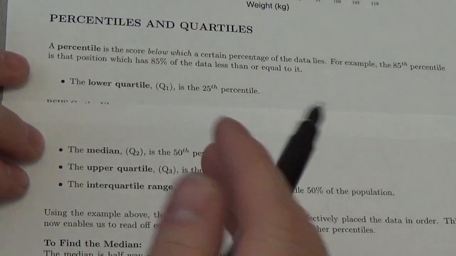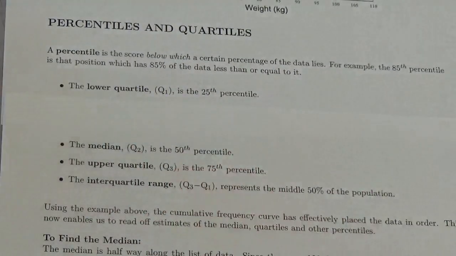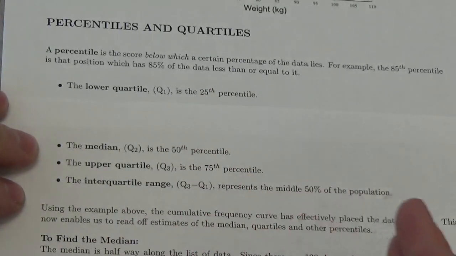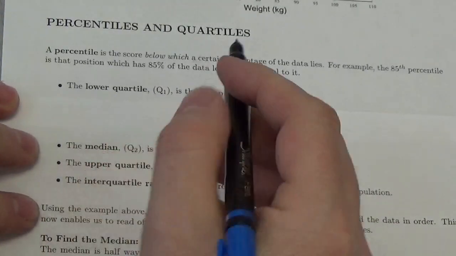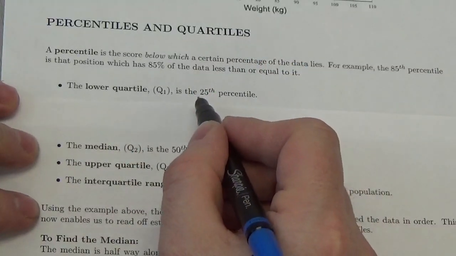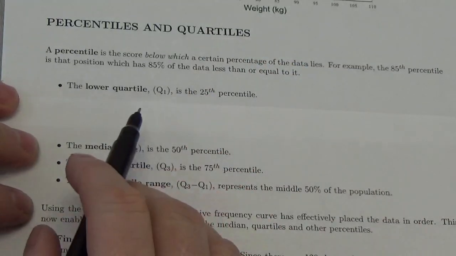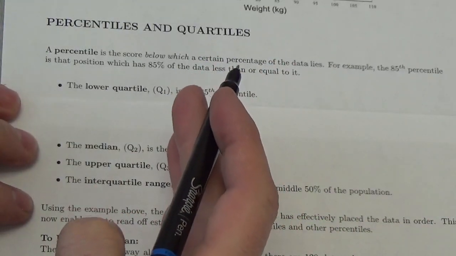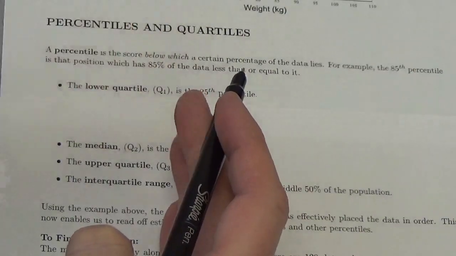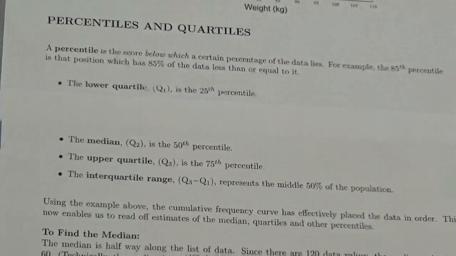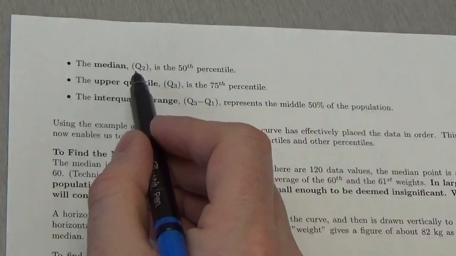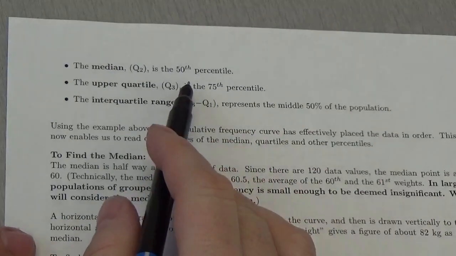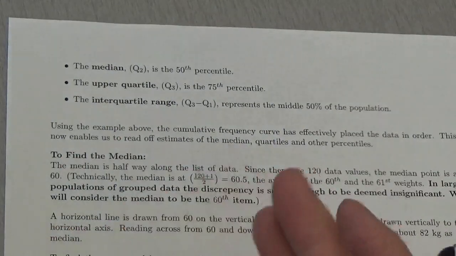Now, once you understand what a percentile is, then we have quartiles. Quartiles are when we break up the data into quarters. So the lower quartile, called Q1, is the 25th percentile. So we're looking for the spot in the group where this person is larger than 25% of the group. The median is going to be considered Q2, the 50th percentile. That person is larger than 50% of the population.